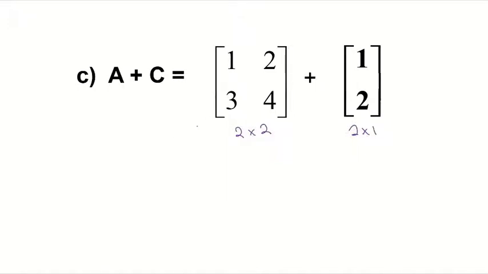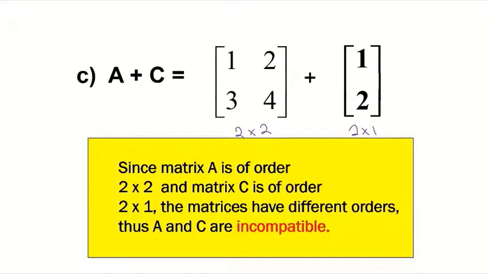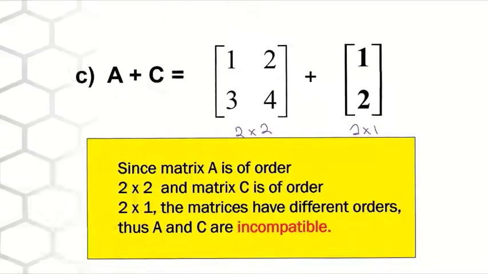Okay, for the third question, A and C cannot be performed. This operation cannot be performed because we have different orders. A is a 2 by 2 matrix and C is 2 by 1. Different order means that the operation is incompatible. Okay, we cannot perform this operation.